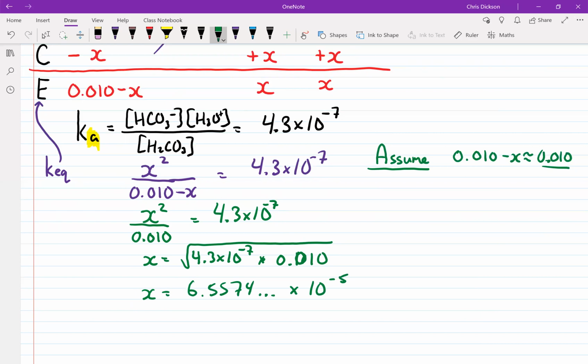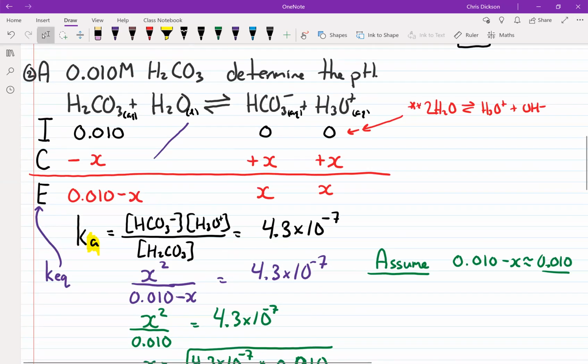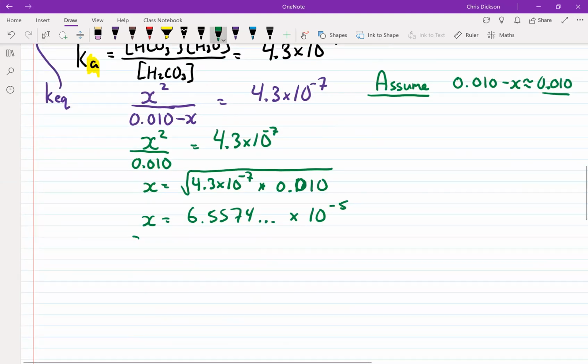So what was x in the question? Like what did we determine x to be? Well, x could be looked at as being a few different things, but to find the pH, we really wanted to know the amount of hydronium. So this x is the amount of hydronium in solution at equilibrium. So at equilibrium, the concentration of the hydronium ions would equal the number above, molarity.